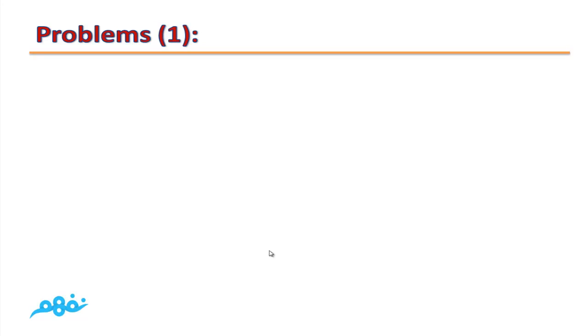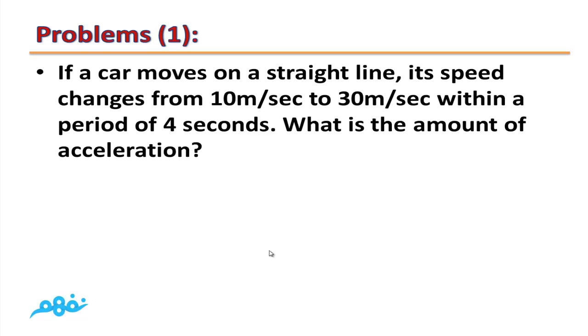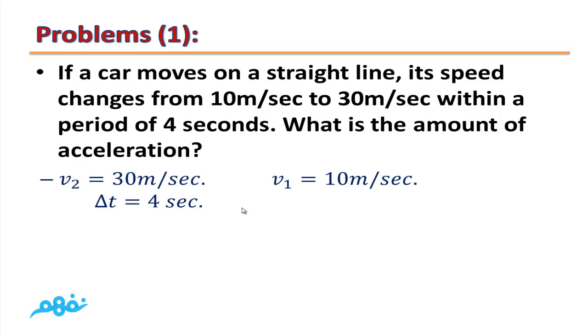Let's solve some problems. Problem number 1. If a car moves on a straight line, its speed changes from 10 meters per second to 30 meters per second within a period of 4 seconds. What is the amount of acceleration? First, we have to write down the given to make it easier.